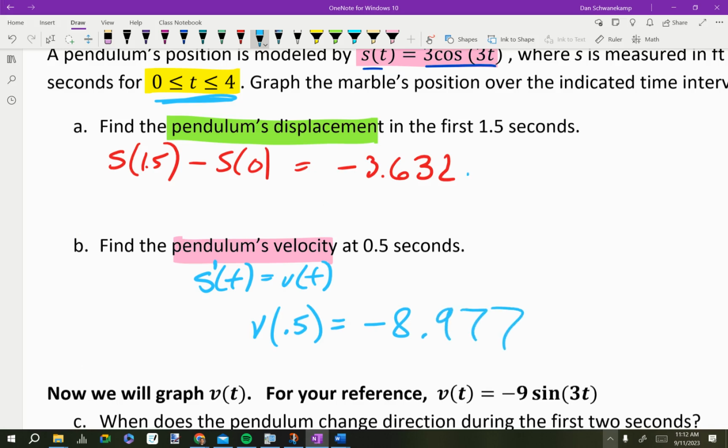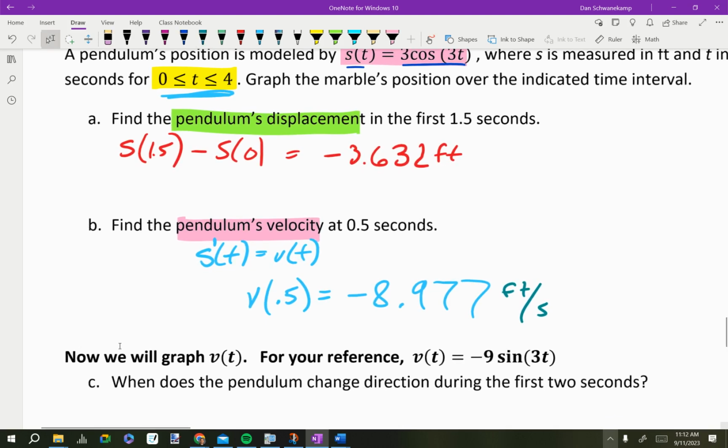This first one, that was measured in feet. Sorry, not meters, but feet, because that was displacement. This is velocity. Anybody think they know what our units are going to be here? Feet per second. We took a derivative, so we added a time unit to our denominator. Questions on B?